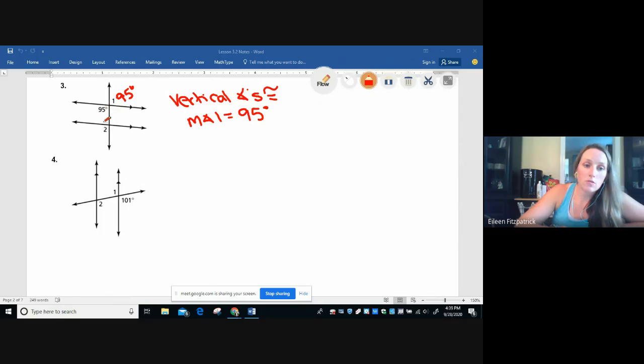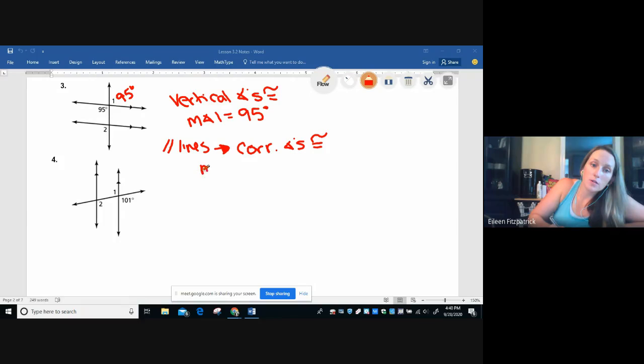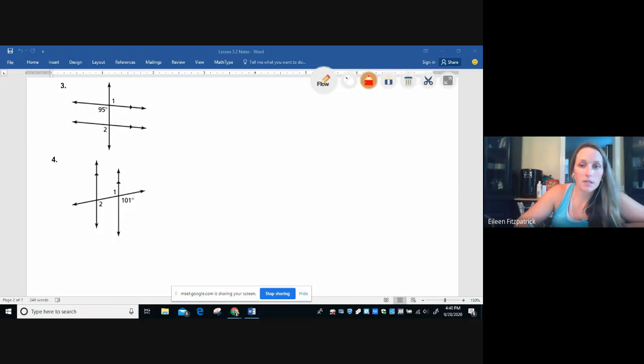Now, what's the relationship between angle 2 and the given 95-degree angle? Or what about 1 and 2? You can use either relationship. 1 and 2 are alternate exterior angles. 95 and 2 are corresponding angles. Either way, we know the measurement of angle 2 is also 95. So I'm going to say parallel lines implies corresponding angles congruent. So the measurement of angle 2 equals 95 degrees. All right. Let me pull it down just a little bit more.